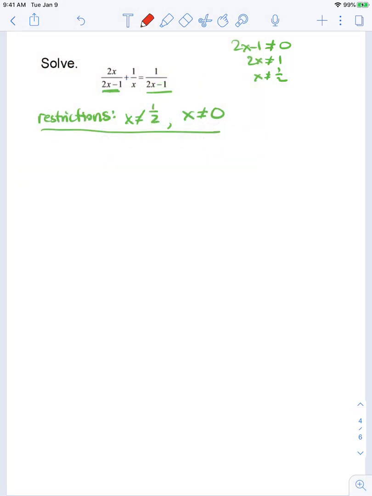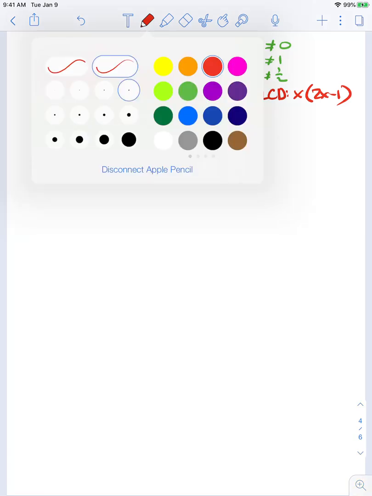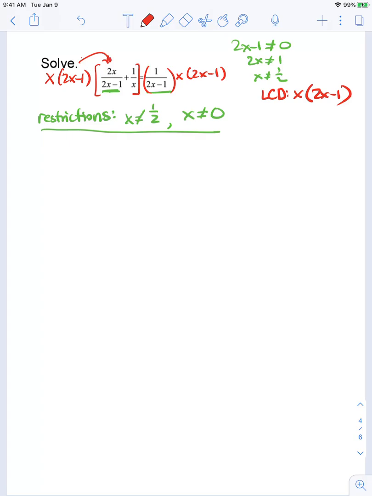And next thing I'm going to do is solve this. And since it's not set up as a proportion, I'm going to use the LCD method. My LCD will be x times 2x minus 1. And I'm going to multiply that times both sides of the equation. In the first fraction, when I distribute, the 2x minus 1 will cancel. So I'm going to be left with x times 2x gives me 2x squared. And then in the second fraction, the x's cancel. So I'm going to be left with 1 times 2x minus 1 equals, on the right side, the 2x minus 1's cancel. 1 times x is x.